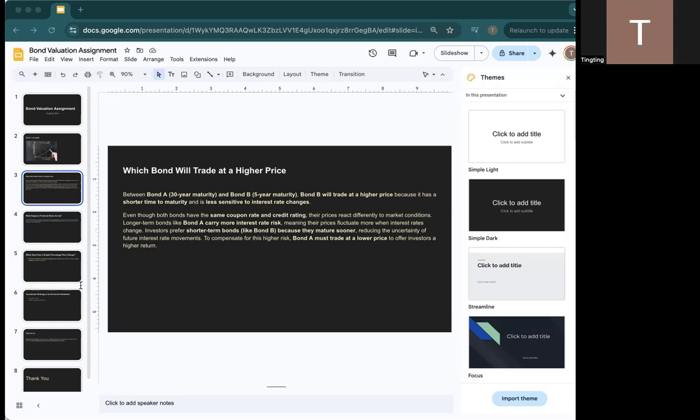Investors prefer shorter-term bonds like bond B because they mature sooner, reducing the uncertainty of future interest rate movements. To compensate for this higher risk, bond A must trade at a lower price to offer investors a higher return.